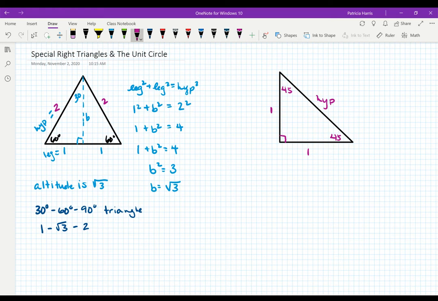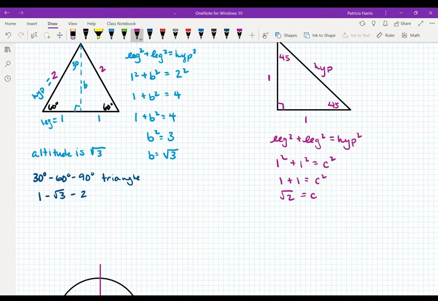So again, using Pythagoras' theorem, leg squared plus leg squared is equal to hypotenuse squared. We have 1 squared plus 1 squared. We'll call it c squared. So we have 1 plus 1 is 2, and then take the square root. Okay, so here is the second of our special right triangles, which is a 45, 45, 90. And it has sides of 1, 1, radical 2.